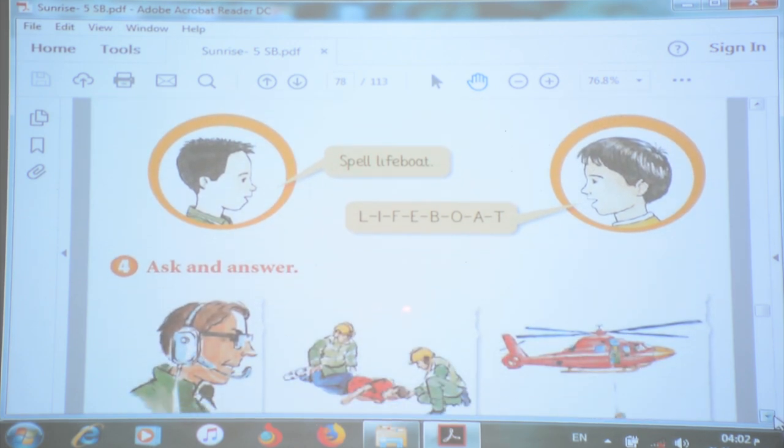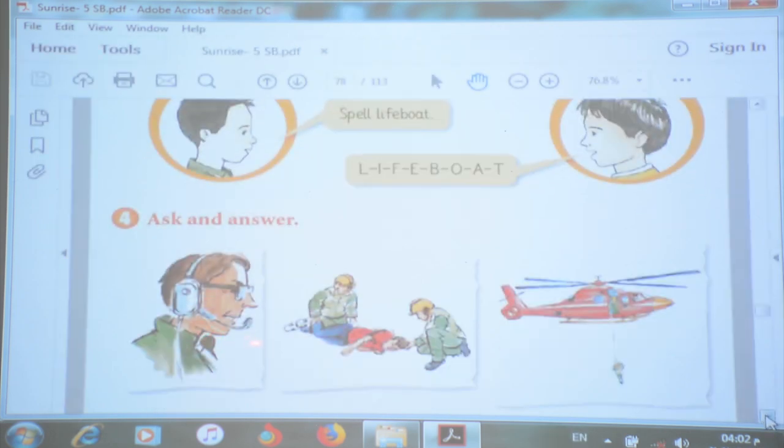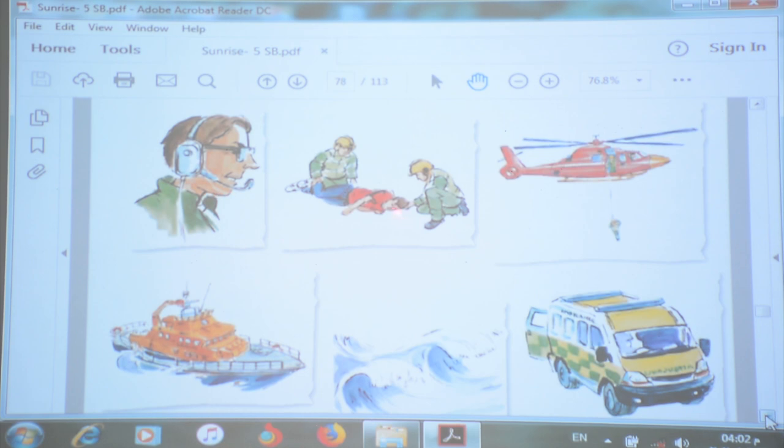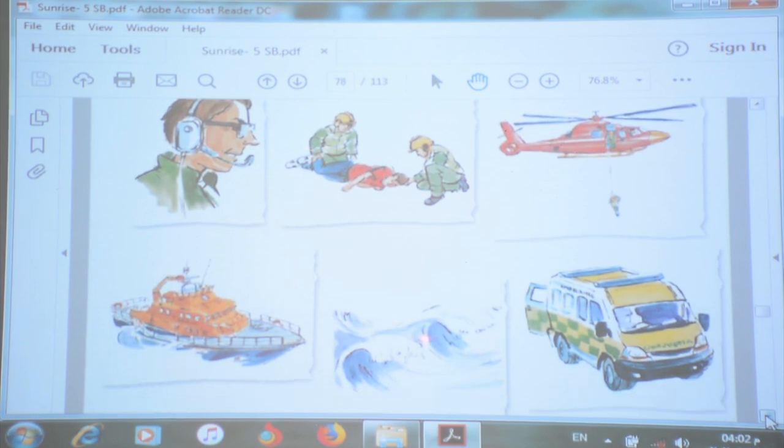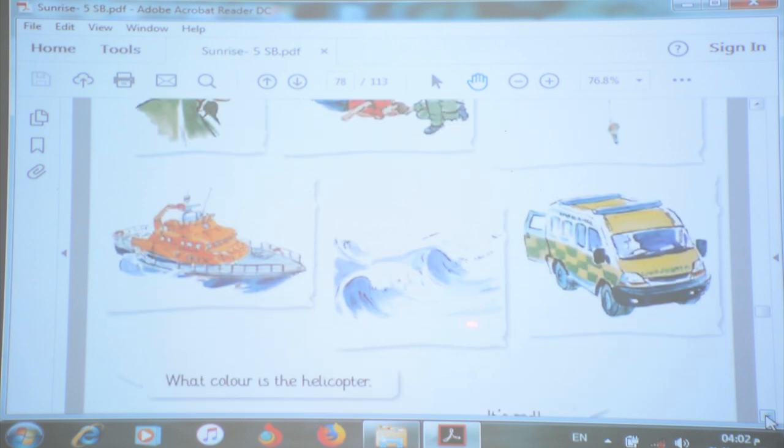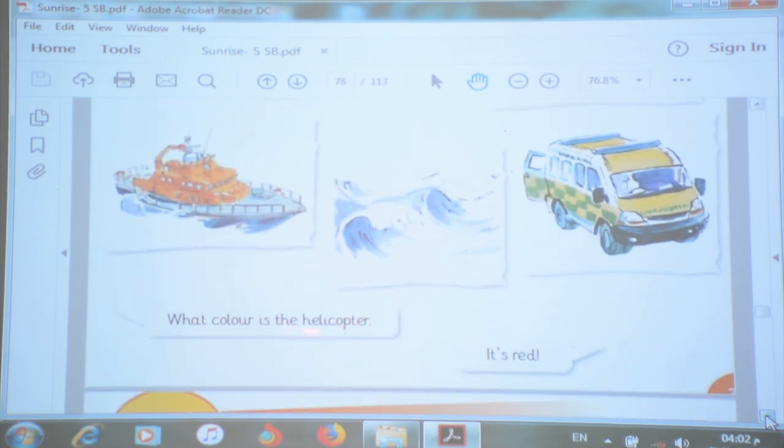Number 4, there are some pictures. The first one is pilot. Second one, paramedic. Helicopter and lifeboat, wave, ambulance. And there's a question and answer. What color is the helicopter? It's red. Which color is it? Red color. Okay, it's red.